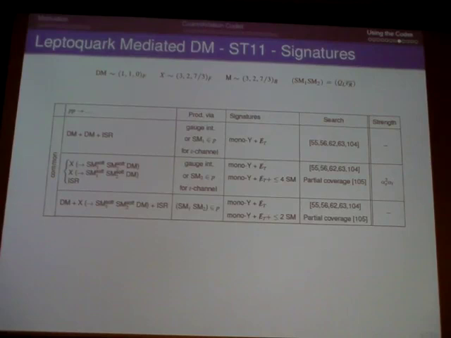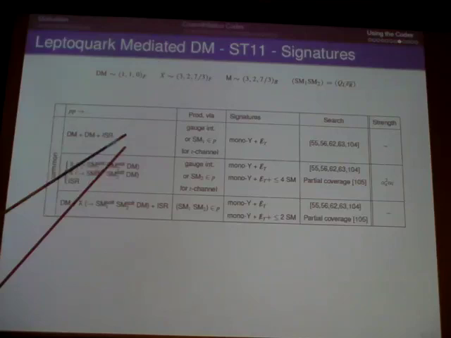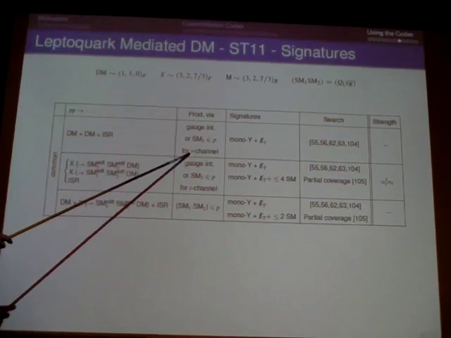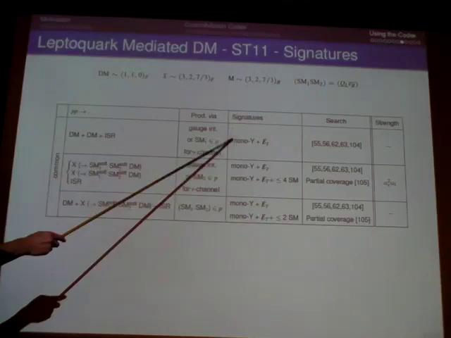So now we do the same process. We go through the lines in the signature table, and we see if we have the production mechanisms to give us these signatures. For us, we're no longer in a T-channel model, this is an S-channel model, so we can't produce it through this mechanism. And dark matter is a singlet, so there's no gauge production. So I've just put a horizontal line in here because you don't have this signature for this model.